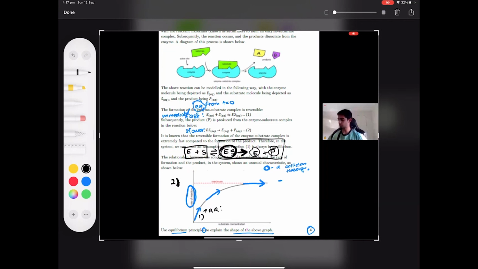Collision theory. Yeah, collision theory, right? Initially, since we're assuming, so I don't like talking about substrate, product, this is chemistry here. So just call it ES or P, to make your life easy. Initially, from time equals 0, E and S immediately combine to form ES.